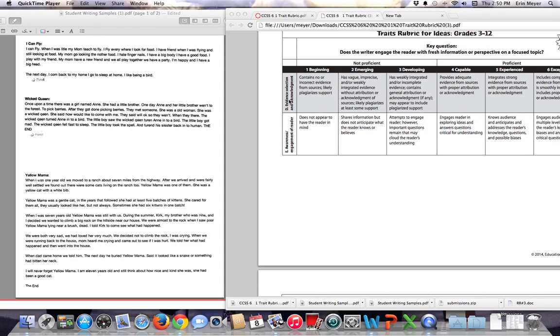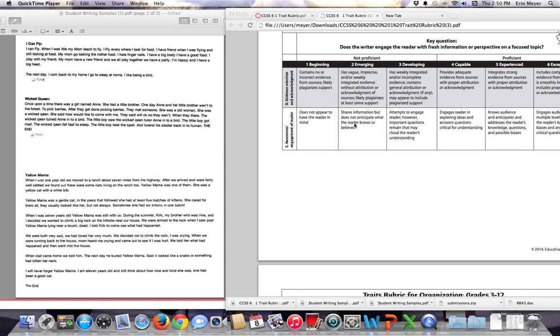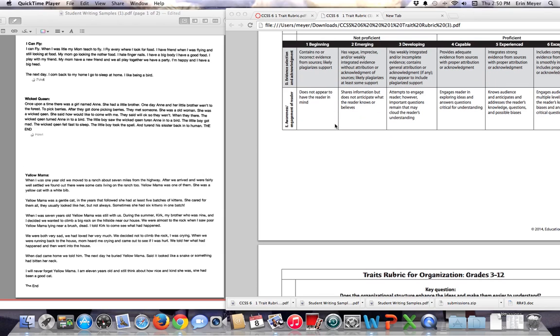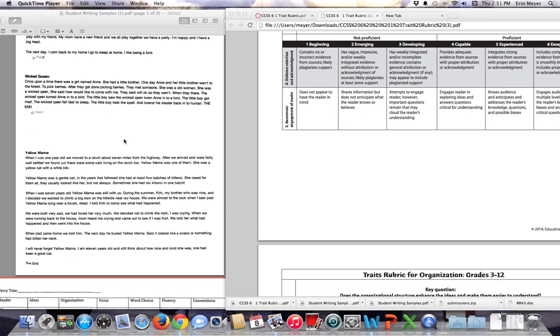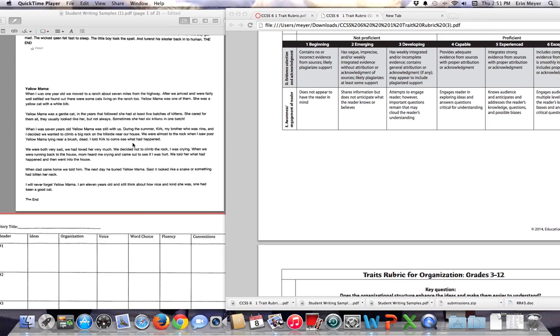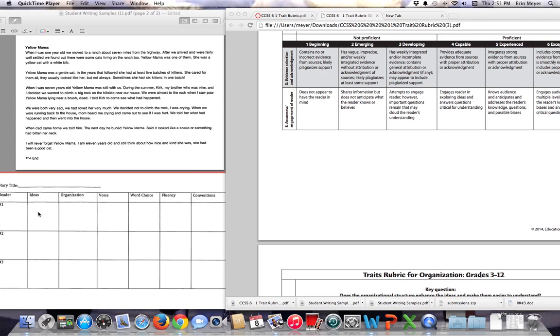On the back page of the rubric, on the trait of ideas, this is more focused for informational type of writing. So I'm really not going to focus here on the second page of this specific rubric. So on my student writing sample here, I'm going to go ahead and give it a 2 for the trait of ideas. So please record a 2.